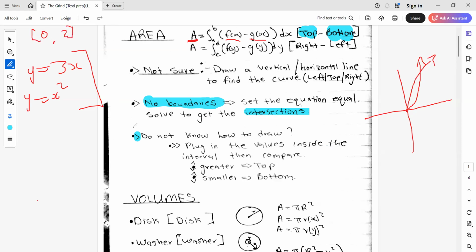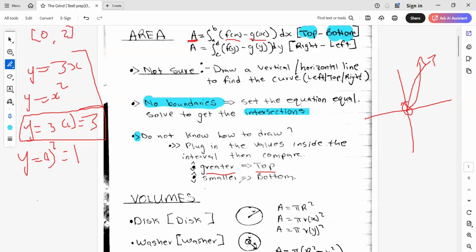So now we're going to plug in the values that are inside the bound, okay? So the value is going to be 0, but right over here everything is just going to be 0. As you can see right over here, everything is 0. Okay, let's just plug in 1. So if you plug in 1 right here, y is equal to 3 at 1, that's just going to be 3, okay? And then y is equal to 1 squared, that's just going to be 1. So you see right over here that this linear curve is on the top because it is greater, right? The one that is greater is on the top, and the one that is smaller is on the bottom.